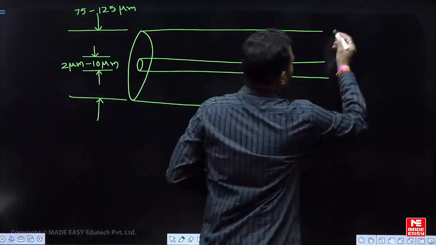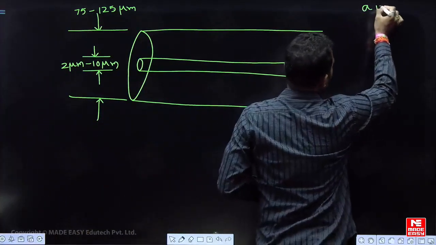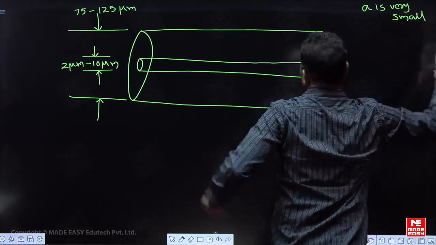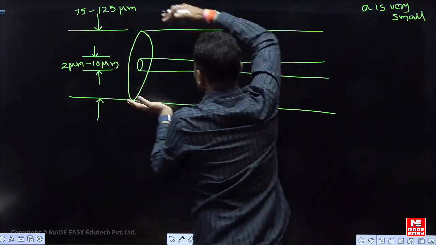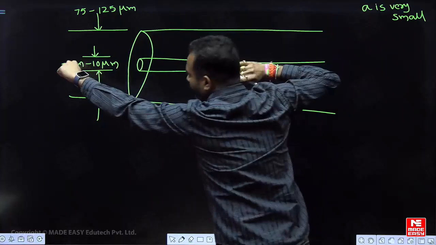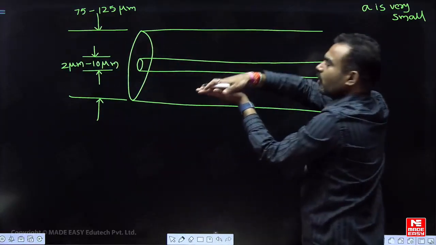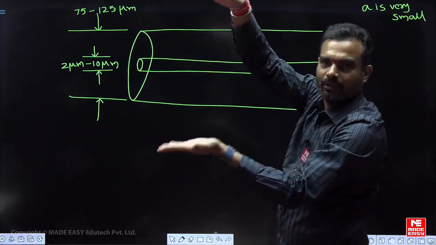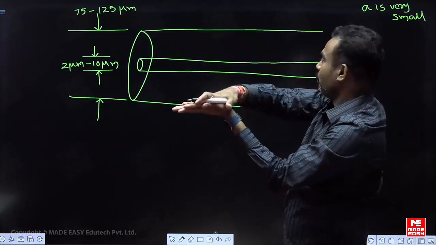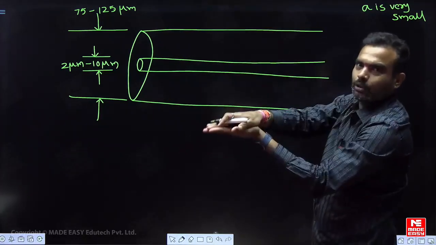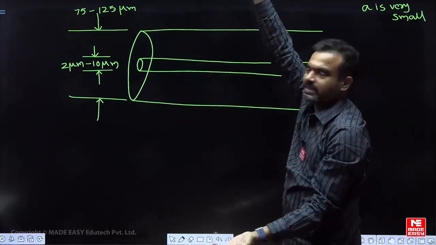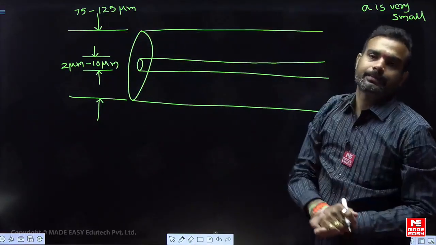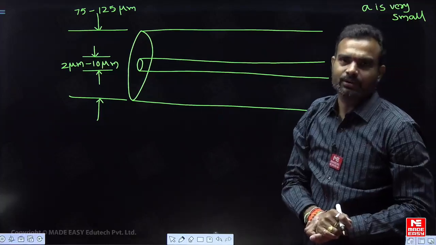So what is the first requirement? Right here I am writing: a is very small. Out of the 75 micrometers diameter of the fiber, 2 micrometers is the size of your core, and the entire remaining part is for your cladding. So 2 micrometers is present only for the core, and the remaining 73 micrometers is for your cladding.